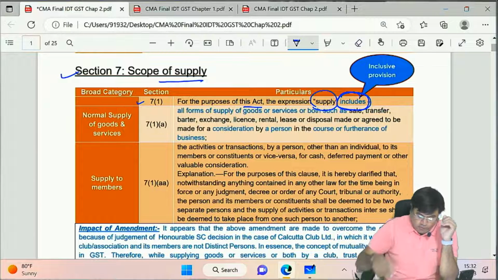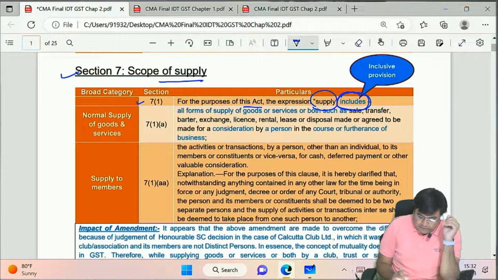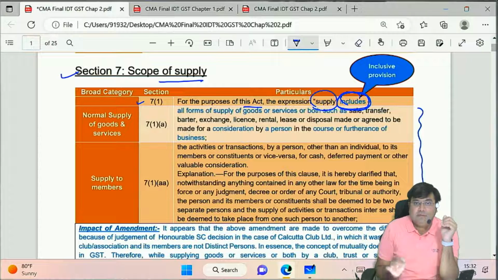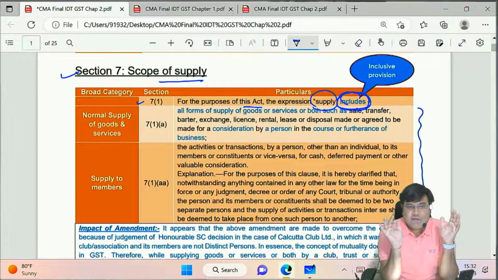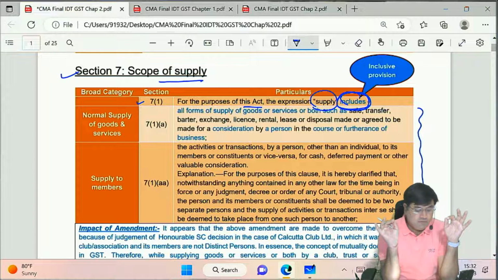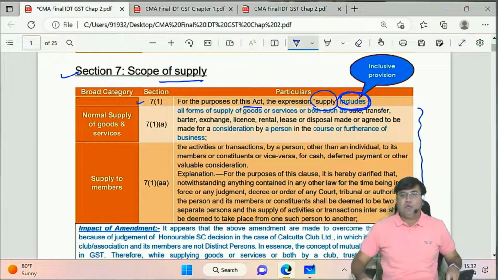Okay. So includes, basically, these are not an exhaustive list. These are examples. Correct? Basically, whatever is written, those are not exhaustive. Those are just, you can say, illustrations.